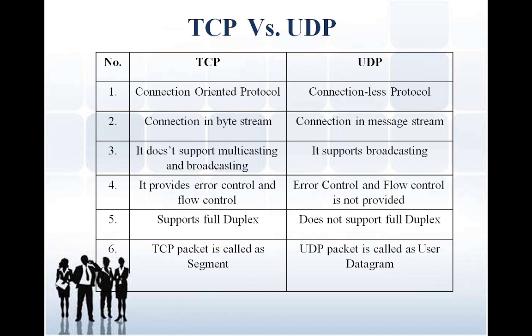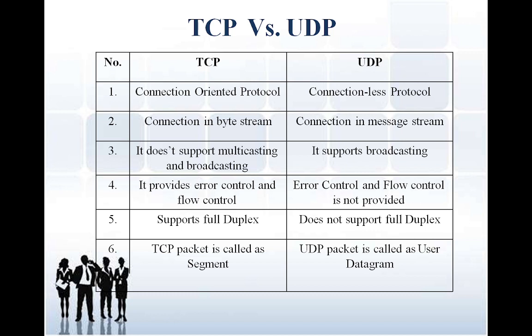Then finally, let us have a comparison of TCP and UDP. TCP is a connection oriented protocol. UDP is a connectionless protocol. TCP transfers data in a byte stream format. In UDP the data will be transferred in message format. UDP does not support multicasting and broadcasting in TCP, but UDP supports broadcasting.